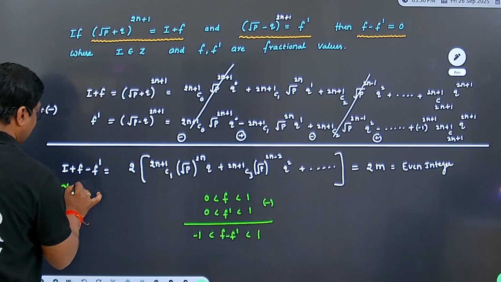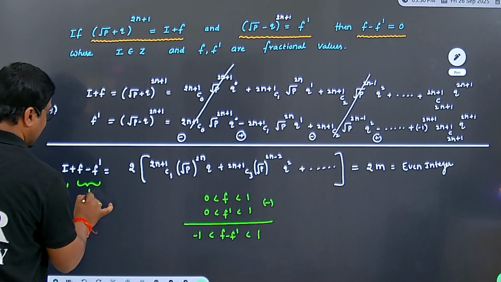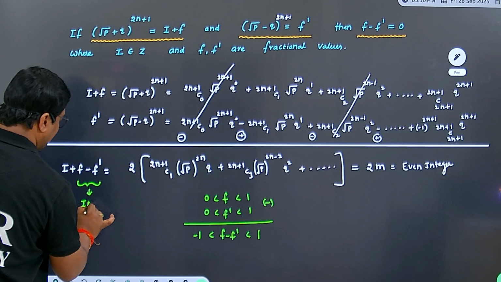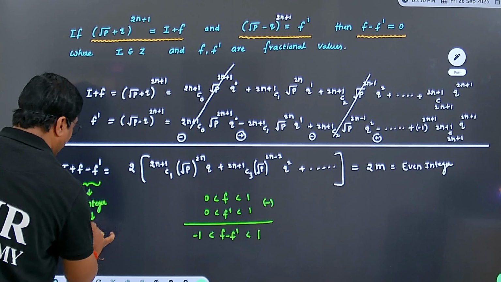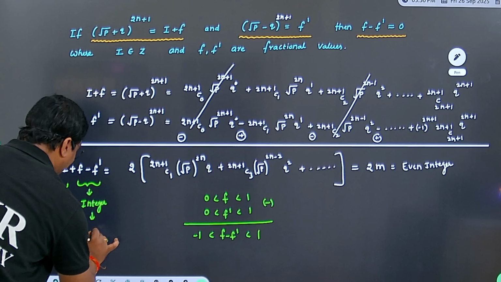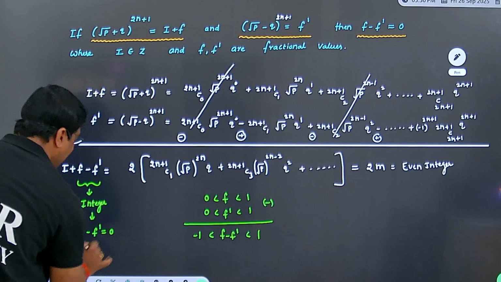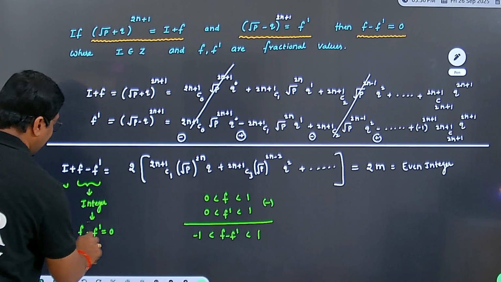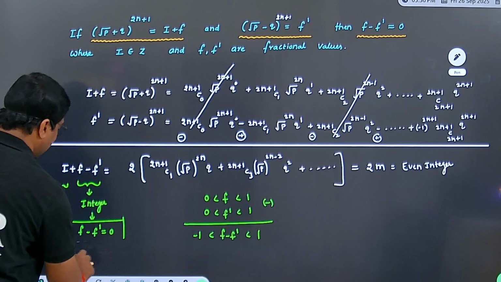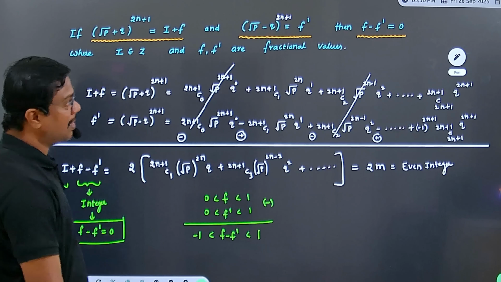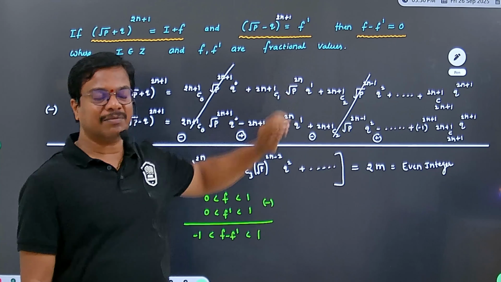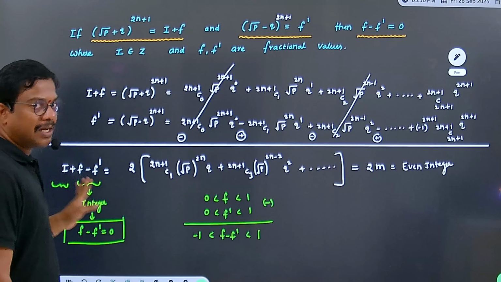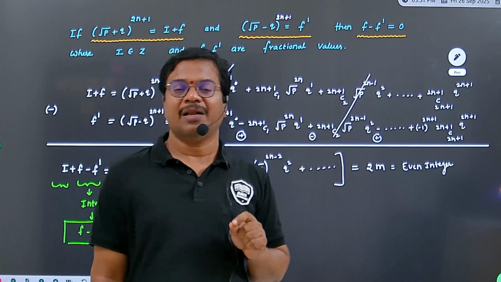Integer plus integer is an integer quantity only. So f minus f dash is clearly an integer quantity, and that integer lies in between minus 1 to 1, so I can write that f minus f dash value, an integer in between minus 1 to 1, is clearly 0, so that the difference between the fractional values becomes 0. These are the two results you have to remember.